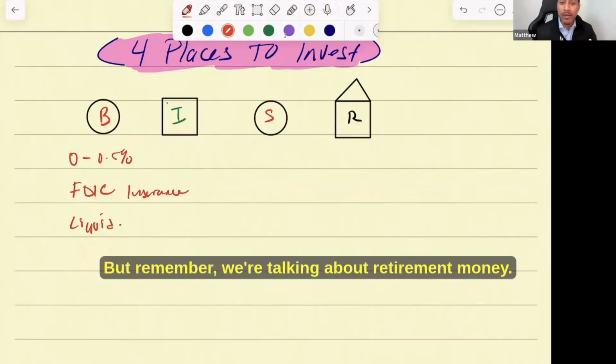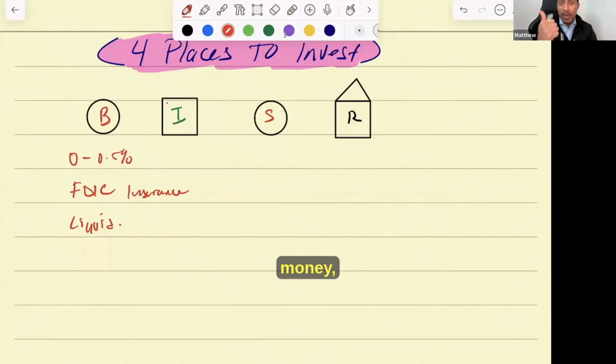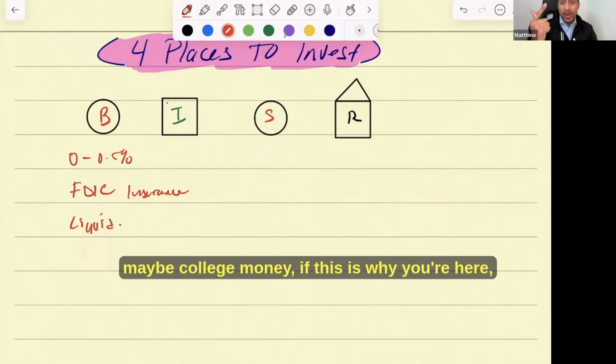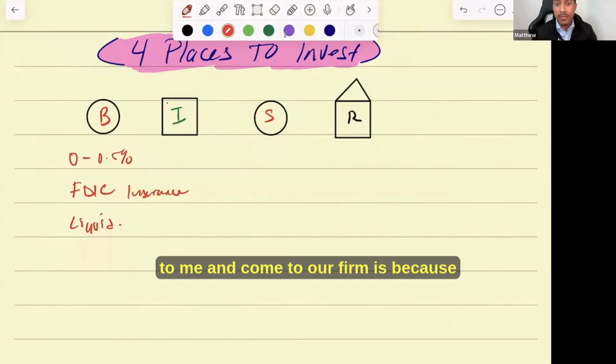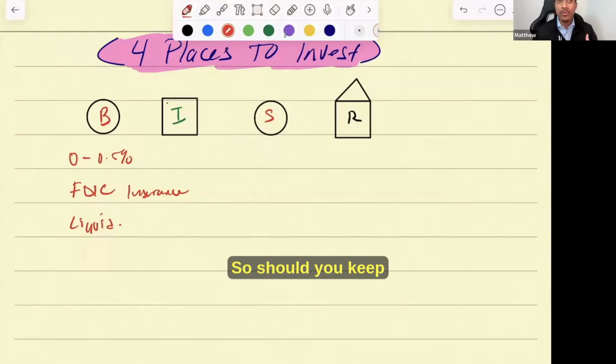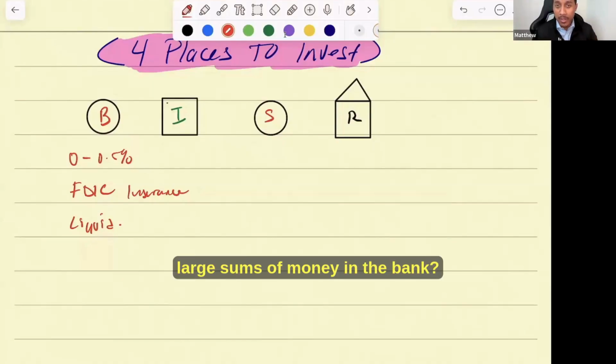But remember, we're talking about retirement money. That's the only thing we're talking about is retirement money. Maybe college money, if this is why you're here, and maybe legacy money. That's maybe why you're here. But for the majority of people that come to me and come to our firm, it's because we're talking about retirement money. So income planning and future money. Okay, so should you keep large sums of money in the bank? I'm not sure you should, but people do it all the time.